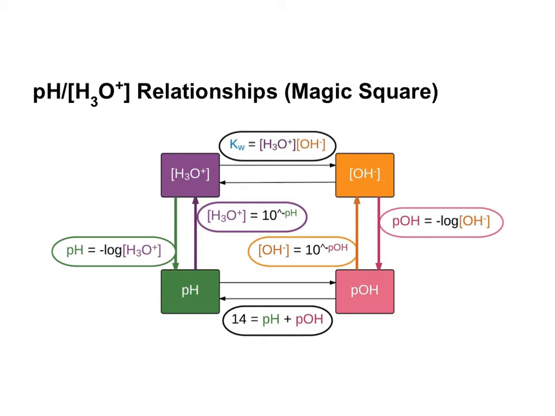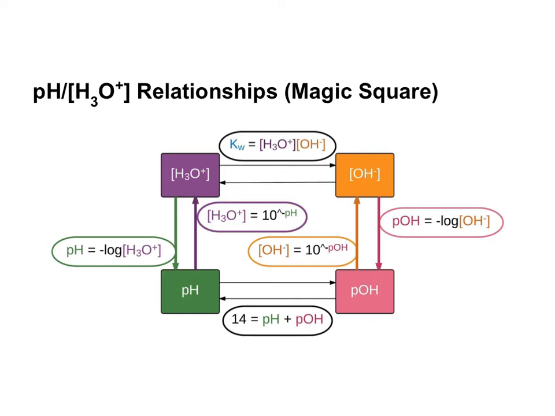We talked about it. So if I know the H3O plus, I can calculate the OH minus. If I am in the purple square in the upper right-hand corner, if I know the H3O plus and I follow the green arrow down, I can calculate the pH by taking the negative log of the H3O plus. So far, so good. If I give you the pH and I want to calculate the H3O plus, I can take 10 raised to the negative pH to give me the H3O plus concentration.